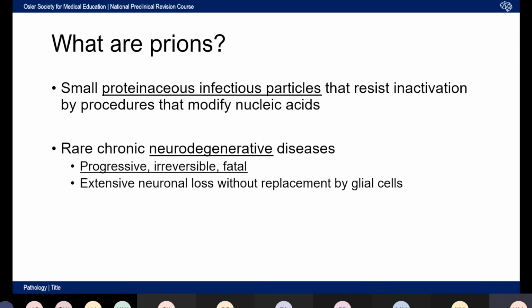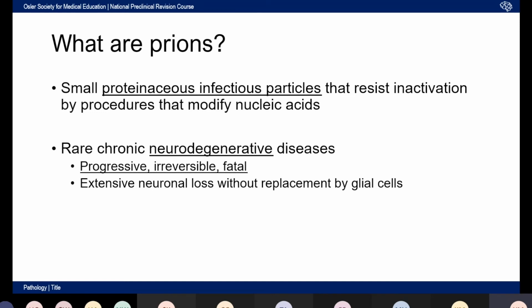The definition of a prion is a small proteinaceous infectious particle that resists inactivation by procedures that modify nucleic acids. In other words, unlike a bacteria or virus or other pathogen that depends on its genetic material to maintain its survival and infectiousness, prions can survive, be transmitted, and cause disease purely in their protein form. Like other neurodegenerative diseases, prion diseases are progressive and irreversible. But unlike the others, they are invariably fatal.